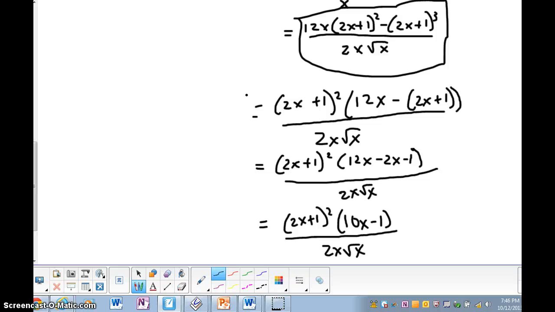Okay, welcome back, SL2. Remember we finished this problem last time in the last video, and I just wanted to show some of you may have decided to factor out that 2x plus 1 squared. So I want to show you that process if you had decided to do that. When you factored out, you would get the 12x minus 2x plus 1. Make sure you distribute the negative to both items.